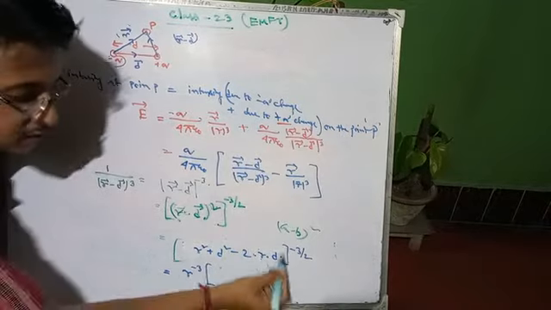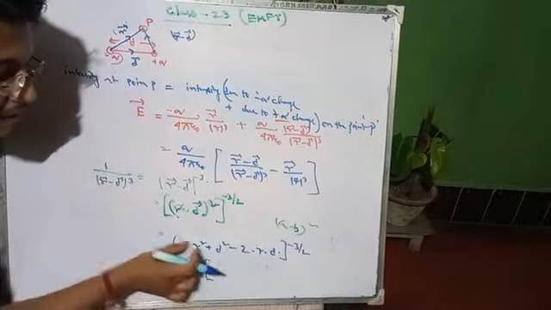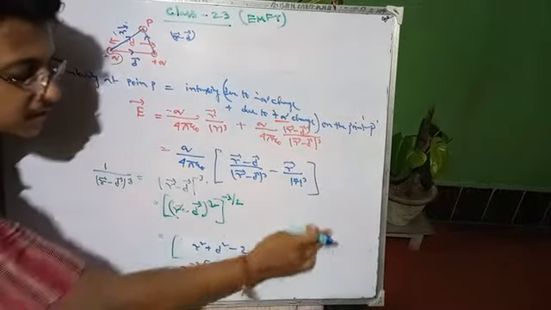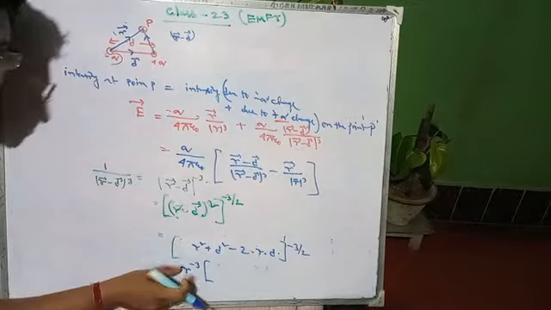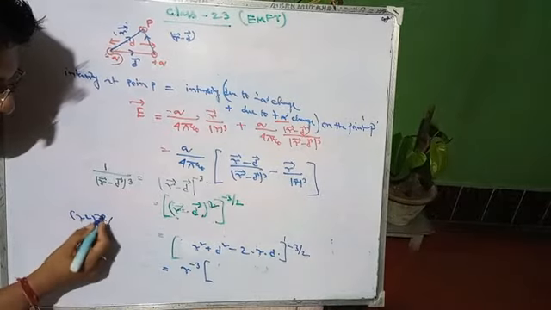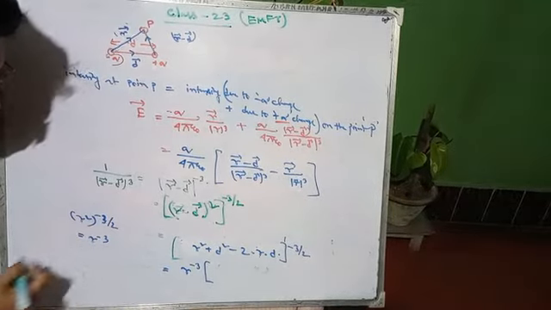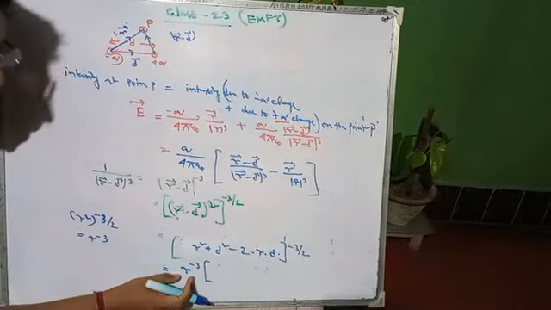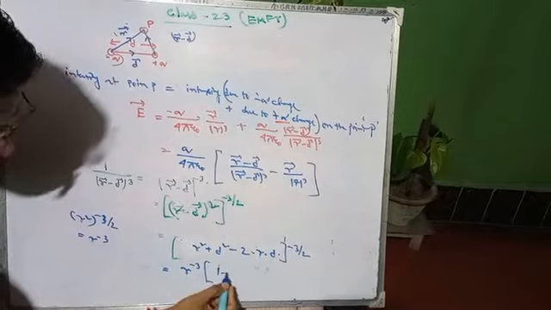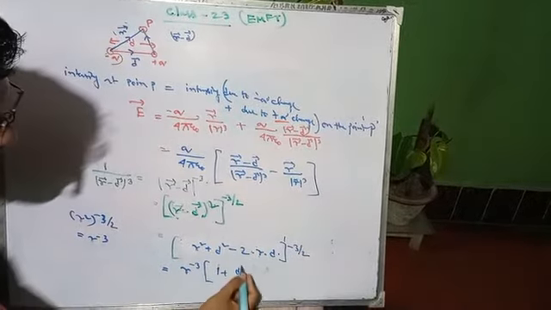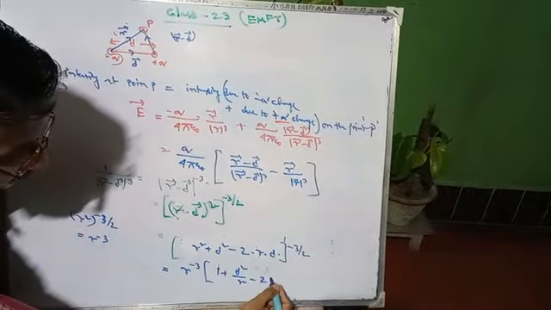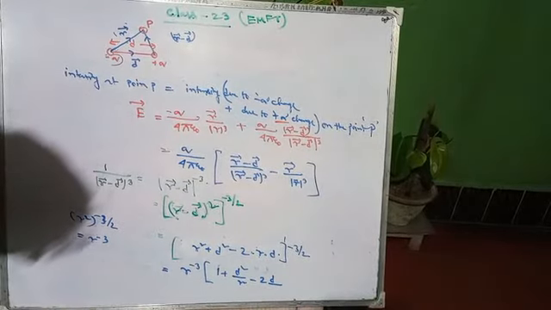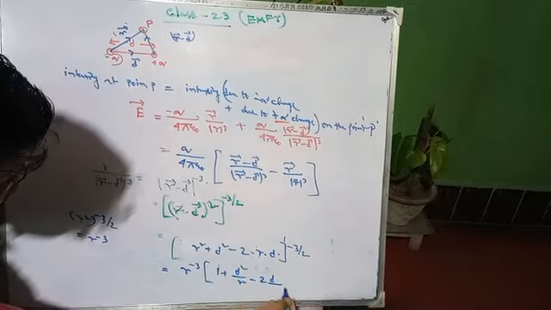Actually we are taking r square outside this bracket, then the minus 3 by 2 power is also associated with this term. So r square to the power minus 3 by 2 will result in r to the power minus 3. So whenever r square comes out of this bracket, it gives r to the power minus 3, and your result will be 1 plus d square by r square minus 2d by r.